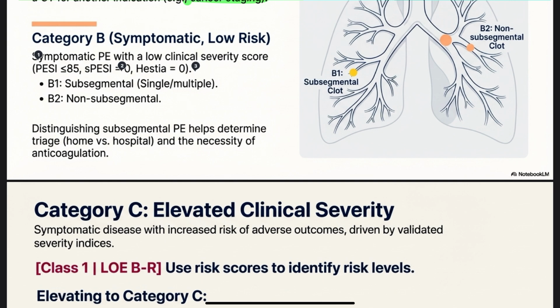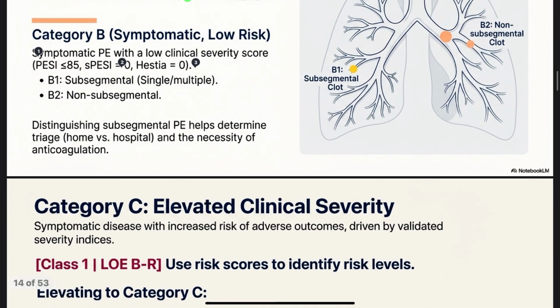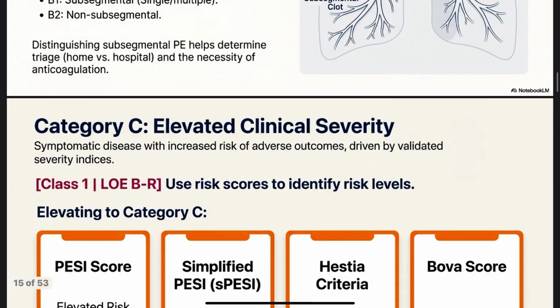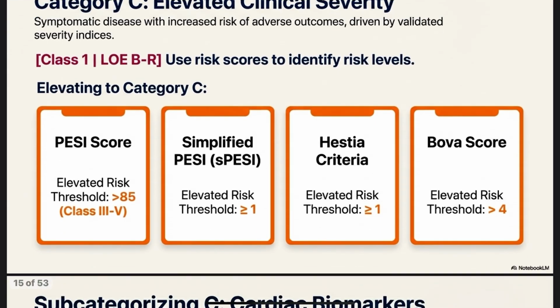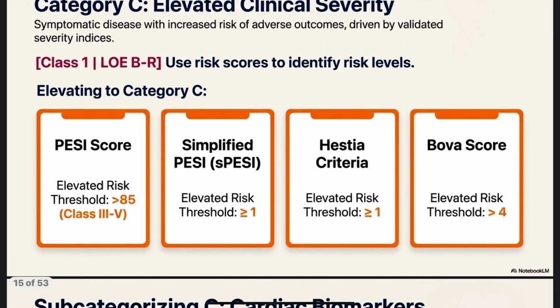That's all. So B1 is subsegmental, single or multiple. B2 is segmental. As I told, a subsegmental clot will be more peripheral. Non-subsegmental will be more towards the main trunk of the pulmonary artery. And category C is very important. Here we have already told high risk, elevated risk. Don't go with other scores. Go with the simplified PESI score, elevated risk if it is more than 1.